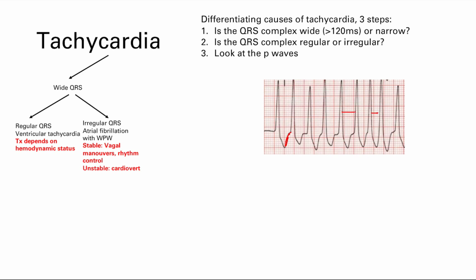The other treatment is you got to give them rhythm control. If they're unstable, that means their vitals are not looking good. They're super tachycardic. Their blood pressure is super low. They're symptomatic. Then you got to do cardioversion, which will reset the heart rhythm. So now we've covered wide complex QRS. So let's look at narrow complex QRSs.